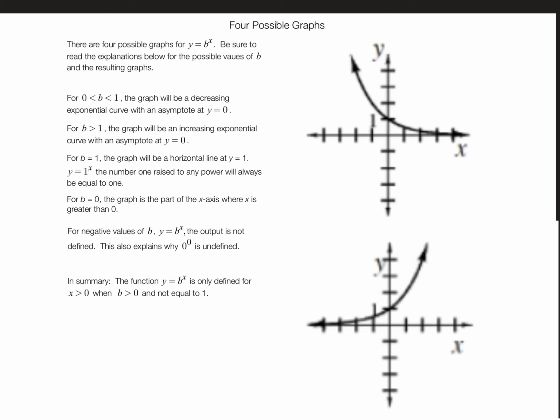Okay, there's 4 possible types of graphs that we might get when we talk about y equals b to the x. We're going to look at the graphs and match up the equations.